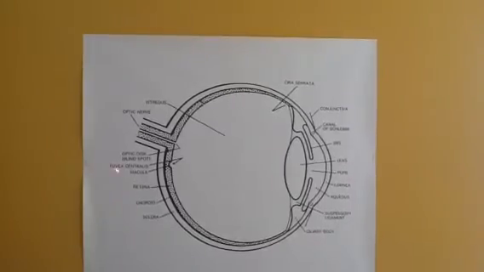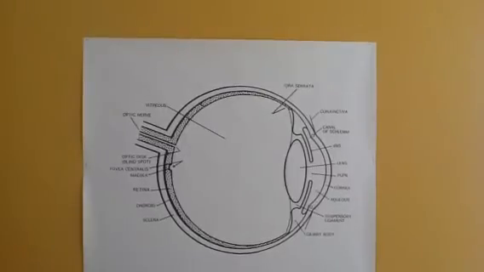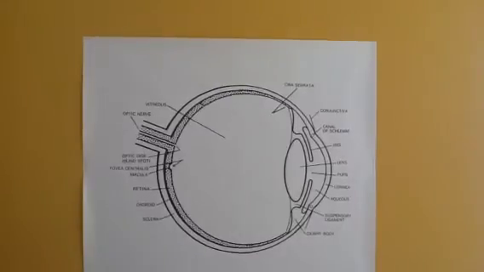The fovea centralis is a small depression in the retina of the eye where visual acuity is highest. The center of the field of vision is focused in this region, where retinal cones are particularly concentrated.